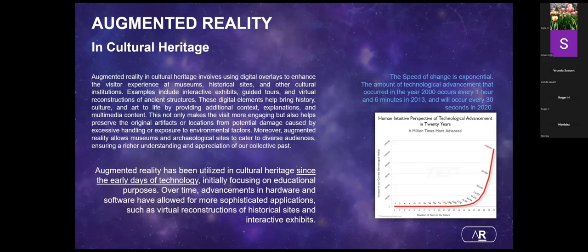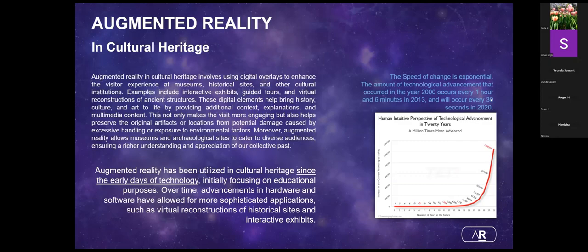So augmented reality, in summary, has been utilized in cultural heritage since the early days of the technology. Initially, it was used for educational purposes like we're doing today, but over time, we're seeing advancements in hardware and software that have allowed for more sophisticated applications such as virtual reconstructions of historical sites and interactive exhibitions.